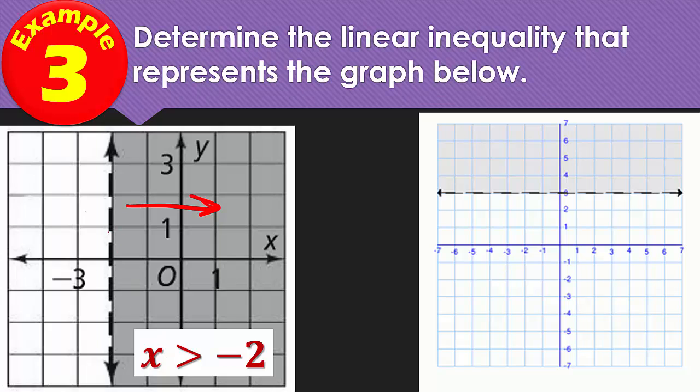It's a dashed line, see these spaces in between, so there's no or equal to, and because it's shaded to the right, it's x is greater than, and then whatever the value of x is, or wherever that line's at.